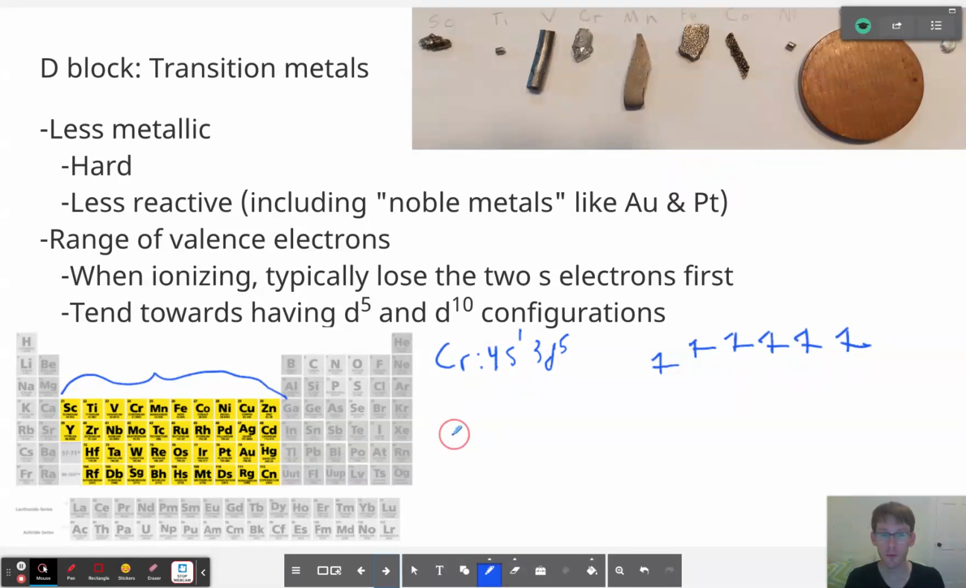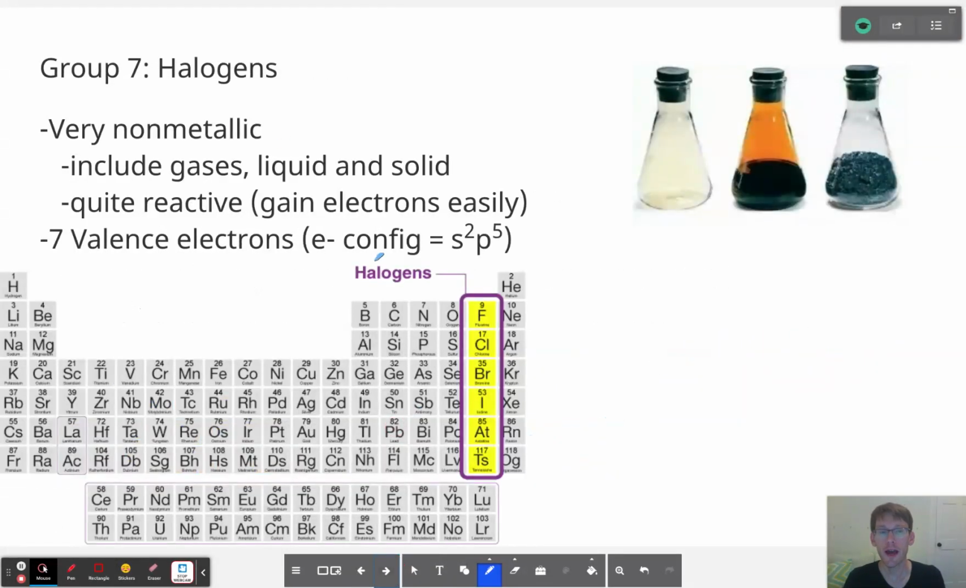Additionally, we have copper, which is going to be 4s1, 3d10 rather than 4s2, 3d9. It looks like it should be d9, but it's d10 for similar reasons. The minimizing of repulsion in the s shell is favorable. And of course, zinc will be d10 as well, but it has an extra electron, so it will be 4s2, 3d10. Moving on, we've got the halogens, which are very much non-metallic.